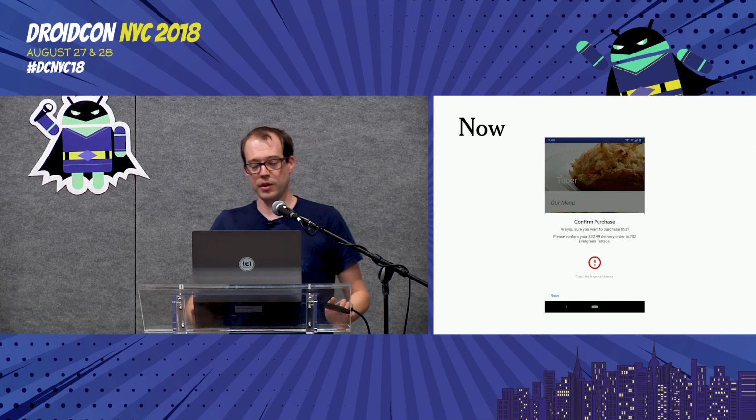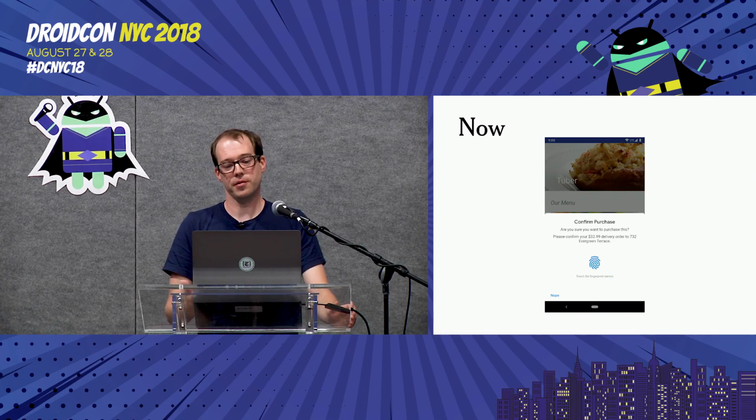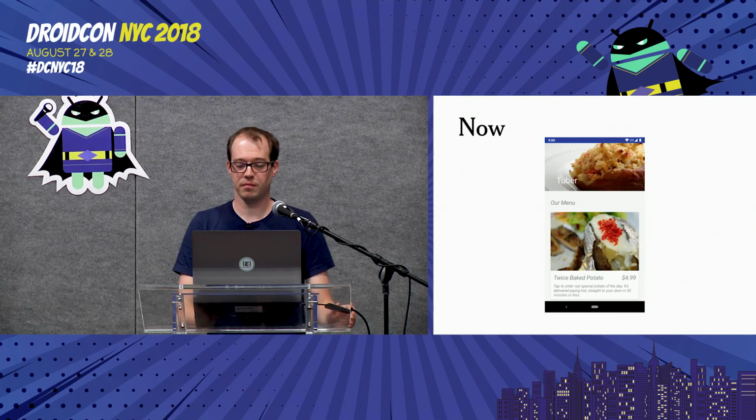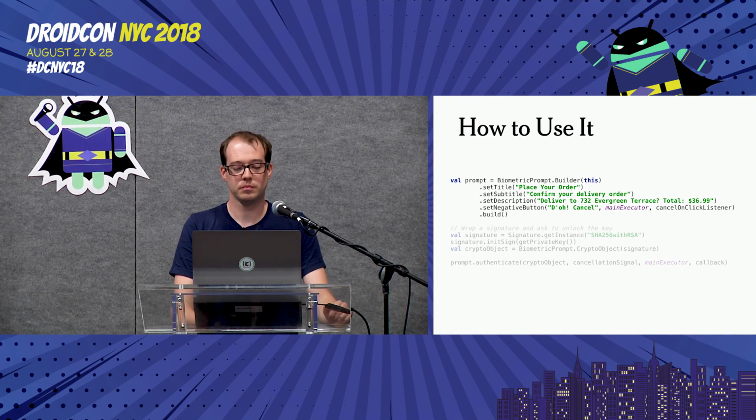So the prompt gives you the ability to put some helpful information for the user. Here's how to use it. It's a lot simpler than before because now you don't have to define your own UI for a biometric prompt. You just put in the information you want in the prompt, with the title, subtitle, and description that's going to be presented to the user. You might have a cancellation hook for if they want to back out.